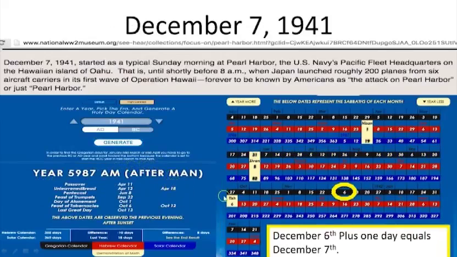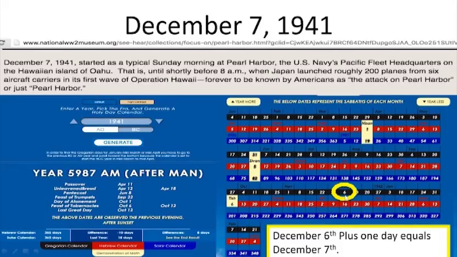Here we see December 7th, 1941. And again, I'm just going back and demonstrating. You can see the 6th is circled. The 6th was a Saturday for December. So if you add 1 day, you find that that's Sunday, the 7th. We see that the generator is producing an accurate calendar here. You can see this with absolute confidence.